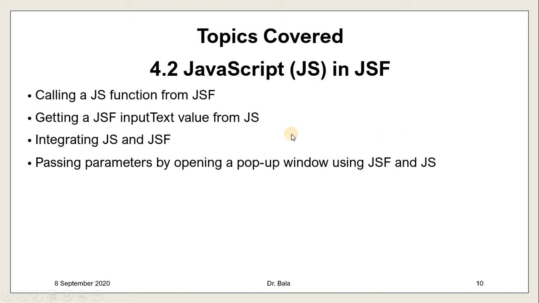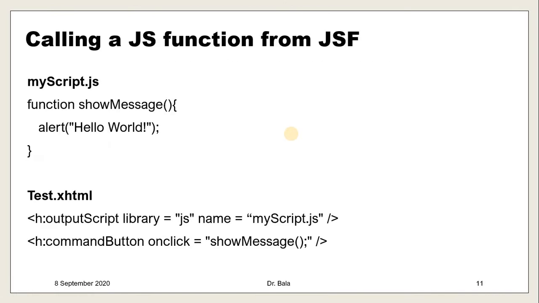First, we are going to discuss calling JavaScript from JSF. JavaScript can be called in a JSF application. For example, in the resource folder of the project, we will create a folder JS in which we will declare our JavaScript file. For example, myscript.js is my file in which I have a function showMessage. In showMessage, I just put the alert message, just hello world.